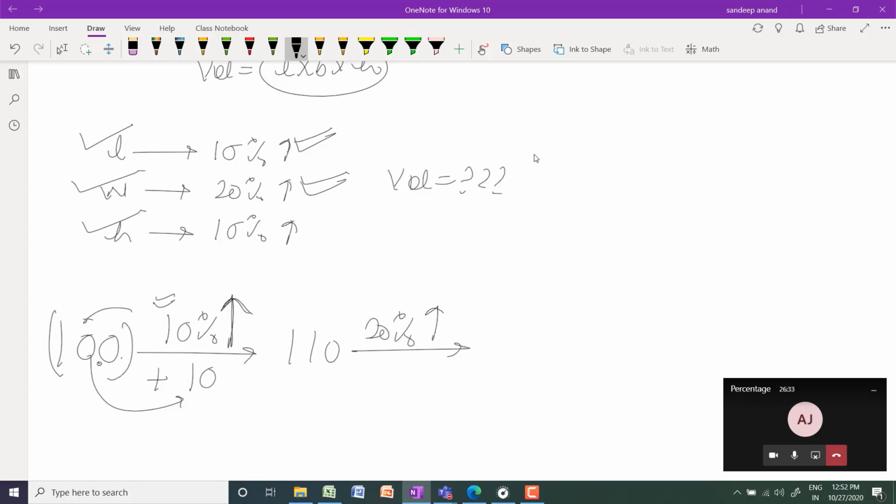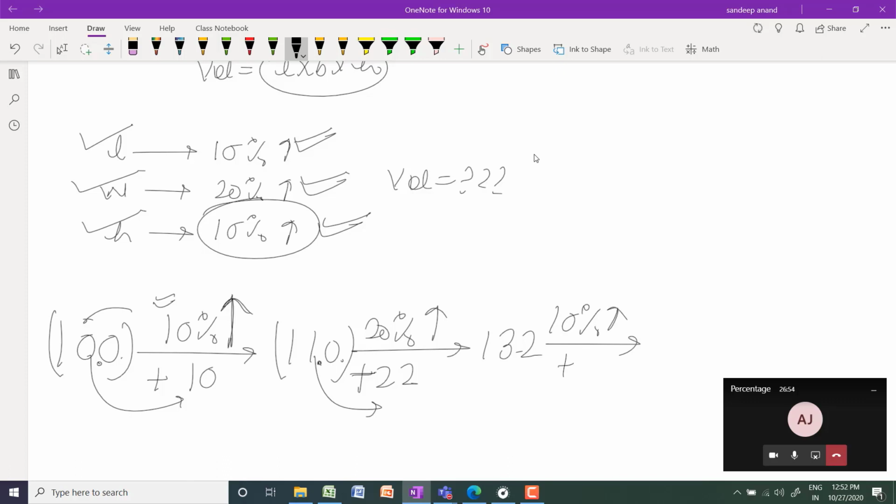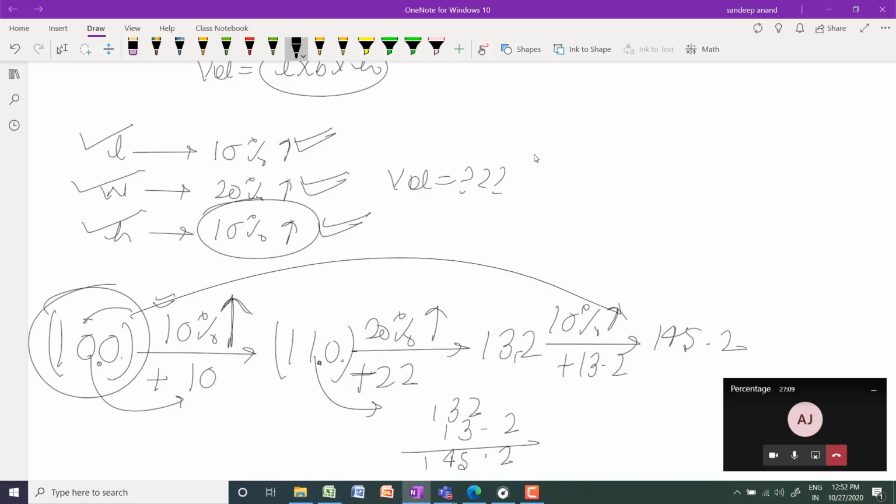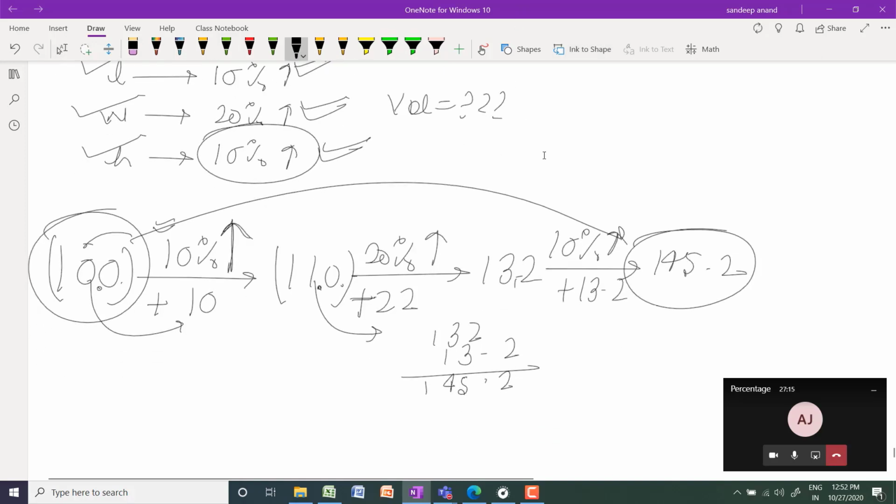Now I am going to increase the width by 20%. What is 20% of 110? 11 will be 10%, so 20% is 22. Need to add this value. So 110 plus 22 will give you 132. Now 10% again increases. The 10% value is 13.2. I need to add this to 132, so 132 plus 13.2 gives you 145.2. Initially the volume was 100 and now the volume becomes 145.2. So how much volume increases? What percentage does the volume increase?